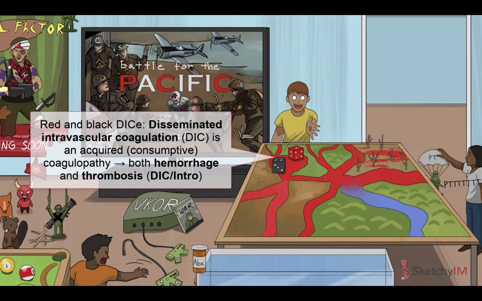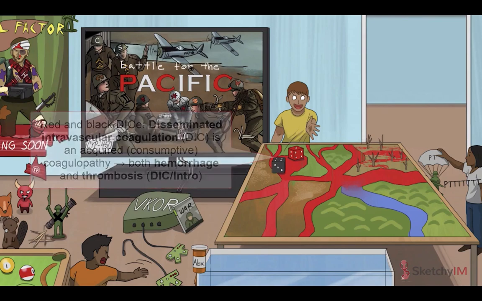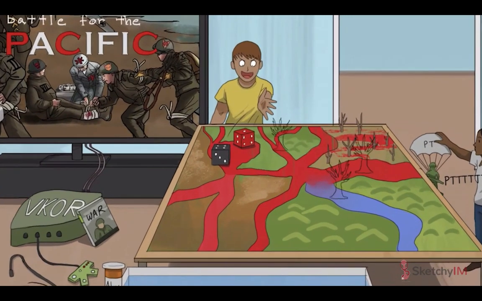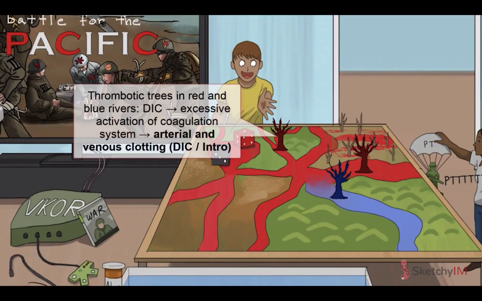DIC is typically precipitated by a severe underlying condition like sepsis, malignancies, trauma, and obstetrical complications. DIC is characterized by the activation of the coagulation cascade, leading to excess production of arterial and venous thrombi in both the microvasculature and larger vessels.